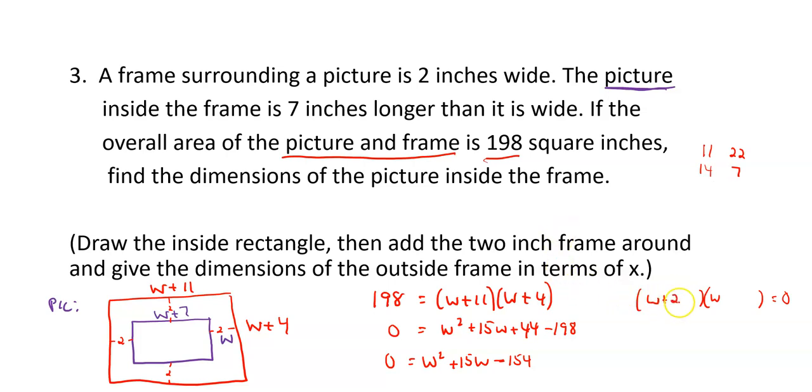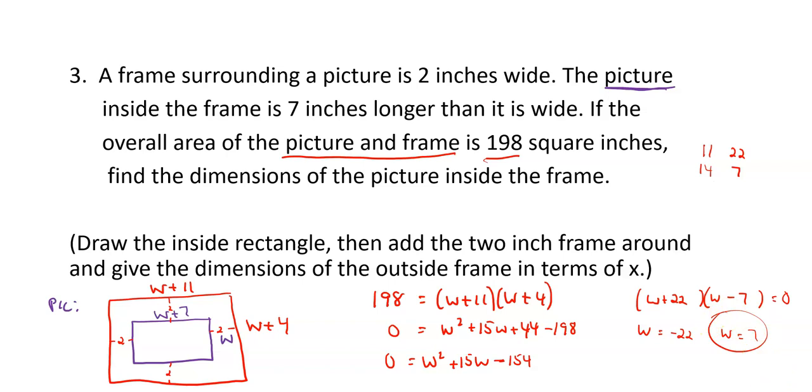So w plus 22, w minus 7. Check and see if it works. I got a w squared. Minus 7 plus 22 gives me plus 15. And then 22 times negative 7 gives me negative 154. So here I get w equals negative 22. Here I get w equals 7. Well, my picture frame's not negative 22 inches along the side, so 7 makes sense.